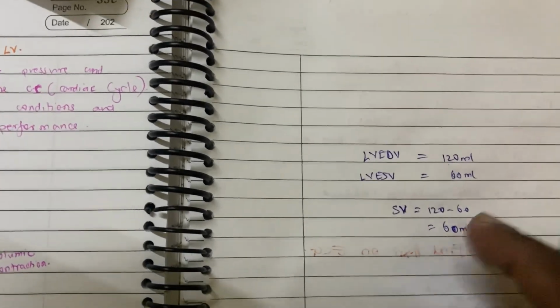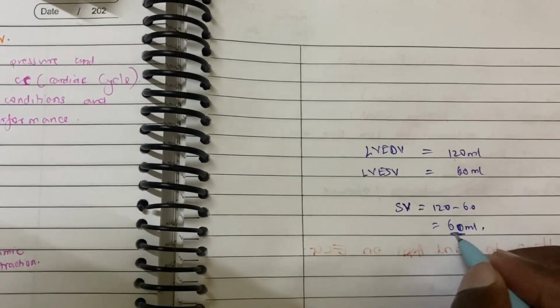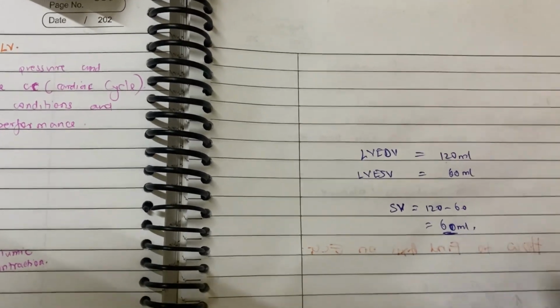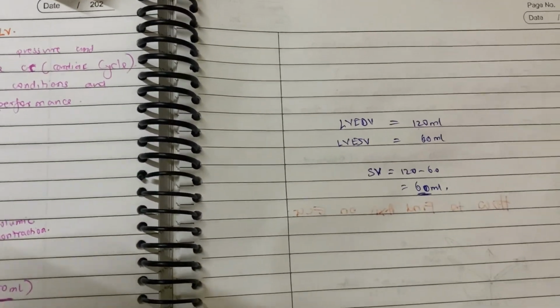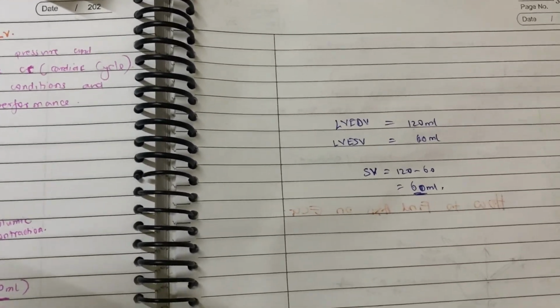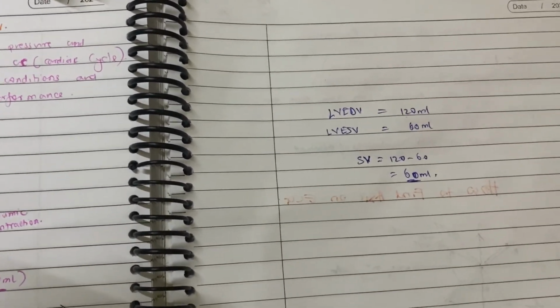What is the percentage of this? To convert this to a percentage to get the ejection fraction, otherwise stroke volume is this. So ejection fraction: stroke volume is the blood that has left the ventricle, the LV in this case, in one beat.